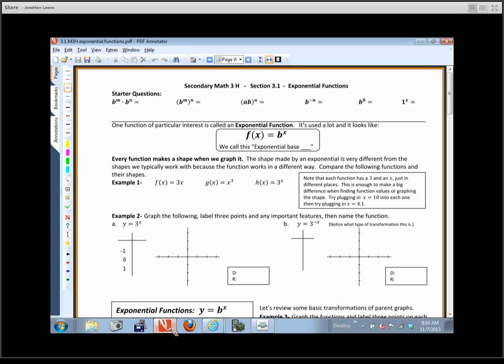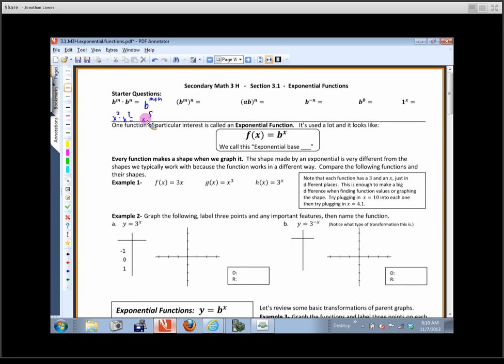So if I have two bases that are the same and they've got different powers on them, what do I do when I multiply those together? Okay, I add the exponents. So this would be b to the m plus n. And that would be like having x squared times x to the third. That's going to be x to the fifth, right?